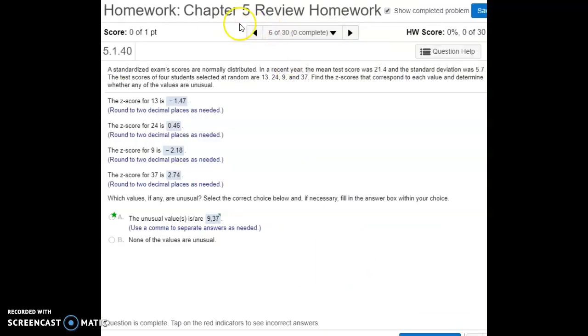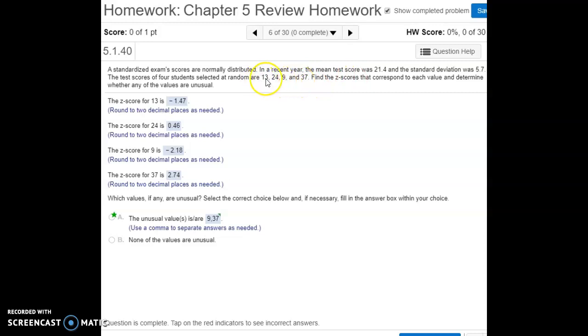And number 6, we're told that exam scores are normally distributed, and we're given the mean of the distribution and the standard deviation. And we're going to start off by looking at 4 different students and how well they did on the test and finding the z-scores for their test value here.